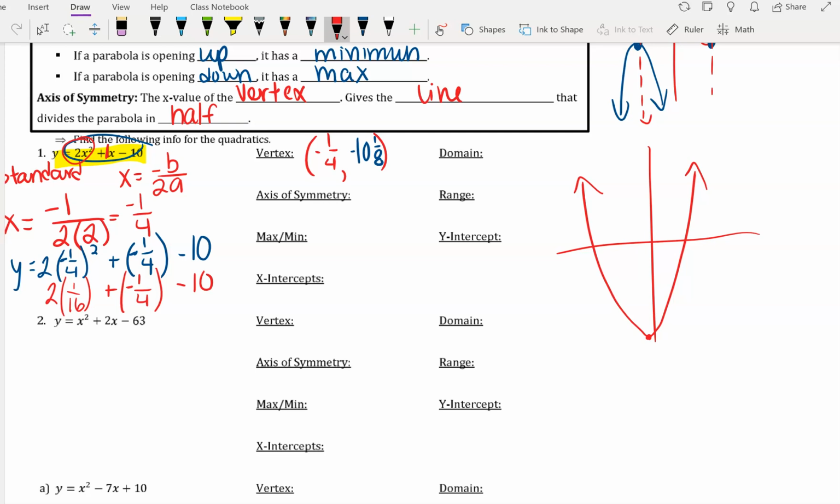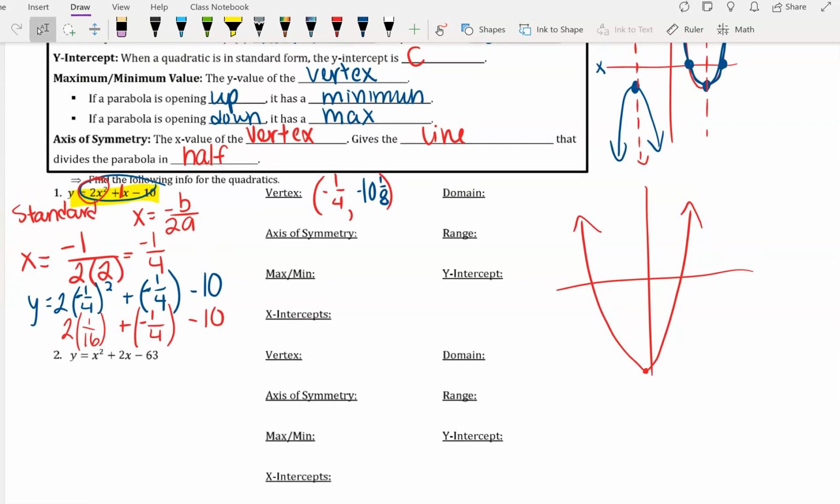The axis of symmetry, remember we wrote it up here, is the x-coordinate of the vertex, and we always write it as x equals. We can actually draw the axis of symmetry in here. It's always a dotted line. All right, max and min. Since this parabola is pointing upward, down here at the vertex is the lowest possible point on the graph. It goes up forever, so there's no maximum, but there is a minimum. So we're going to circle minimum, and the minimum is always the y value of the vertex. That's what it said right up here. So the y value of the vertex is negative 10 and 1/8.